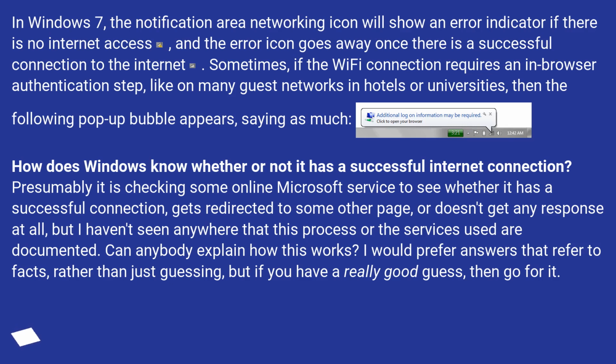How does Windows know whether or not it has a successful internet connection? Presumably it is checking some online Microsoft service to see whether it has a successful connection, gets redirected to some other page, or doesn't get any response at all, but I haven't seen anywhere that this process or the services used are documented. Can anybody explain how this works? I would prefer answers that refer to facts, rather than just guessing, but if you have a really good guess, then go for it.